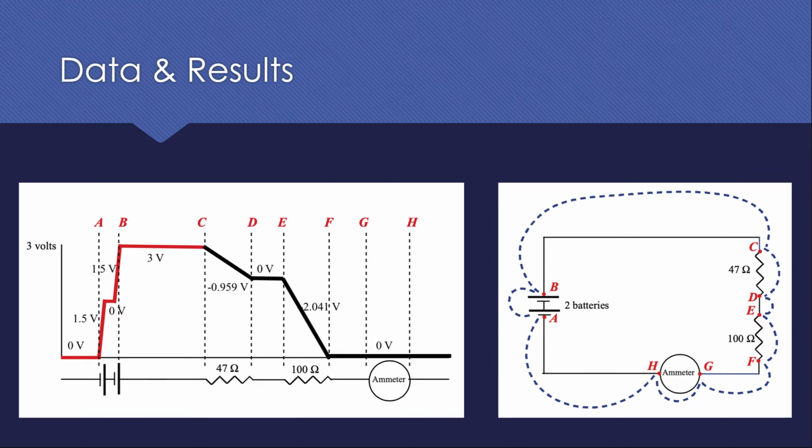This graph shows the potential differences at different points in the circuit. The potential difference is 0 along any wire segments and the ammeter. It increases by 1.5 volts for each battery, and across each resistor it decreases proportional to the resistance.